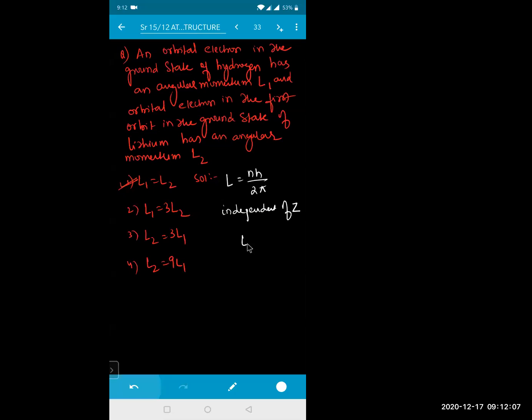So initial angular momentum will be equal to final angular momentum. So L1 will be equal to L2.